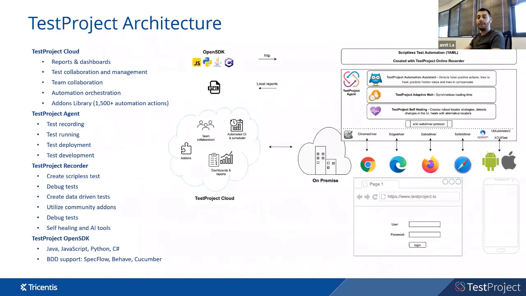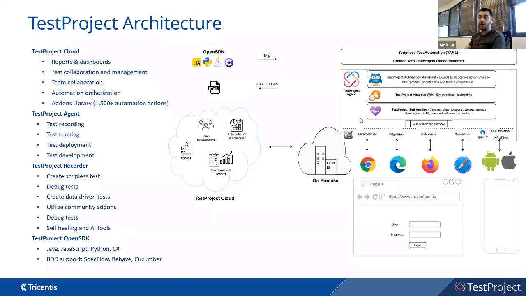So let's talk a little bit about the architecture of TestProject. Here we can see the TestProject cloud. In our cloud, we have all of our team collaboration, all of our add-ons, the dashboards and reports, and the orchestration of our tests. On the other hand, on-premise, we have the local agent which is running and is responsible for the recording, the development of the tests, and the execution.